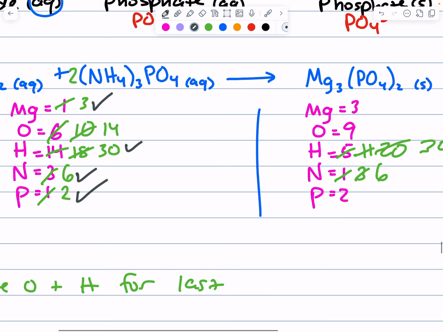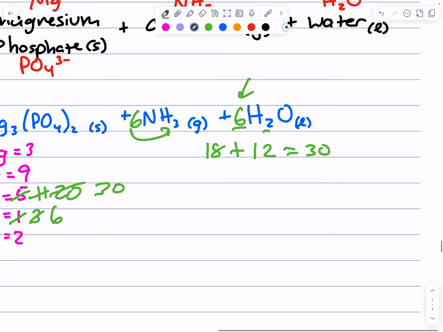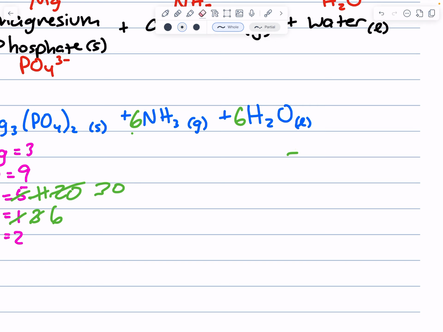The only guy who's missing is oxygen, which is good because I added a 6 in front of the H2O. So remember, if I add a 6 or any type of coefficient in front of this compound, it applies to both. So I have to do 6 times the H, but I also do 6 times the O. So I have 6 O's, not 60. 6 oxygens.